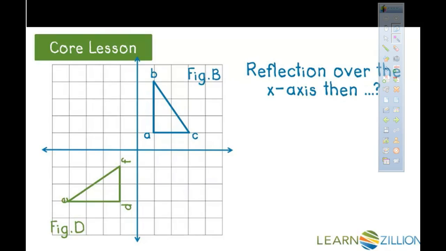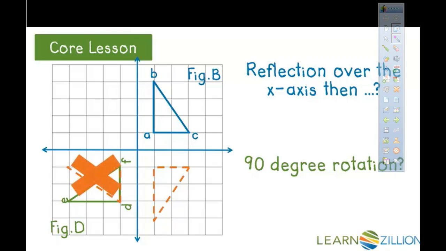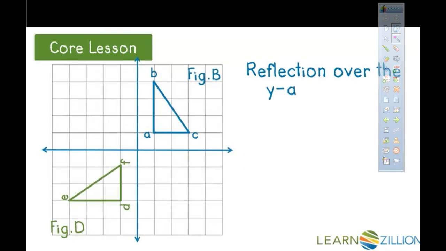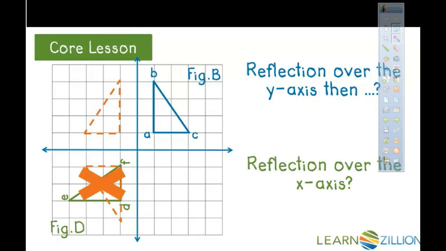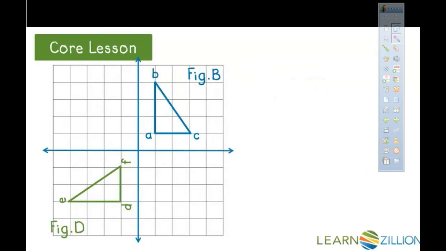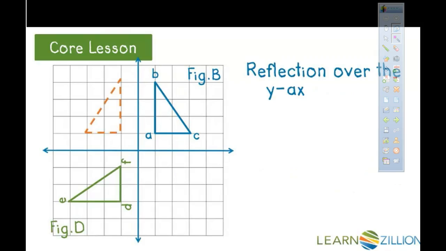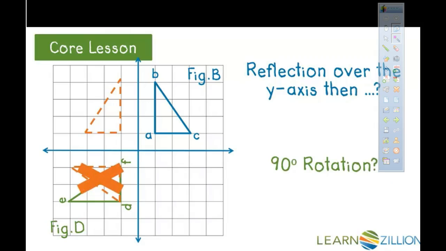First, we'll try reflecting over the x-axis. Can we get to figure D from this quadrant? We'll try with a 90-degree clockwise rotation, and it doesn't fit, so this won't work. We'll try a reflection over the y-axis. Can we get to figure D using another reflection over the x-axis? Nope, that doesn't work either. We'll try again. Let's try reflecting over the y-axis and see if we can get there using a 90-degree counterclockwise rotation around the origin. That doesn't work either.